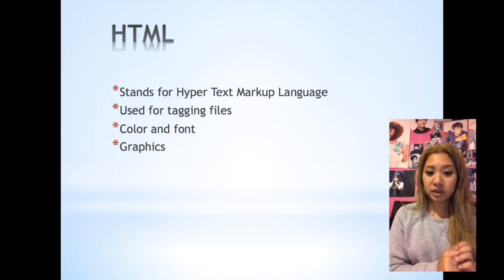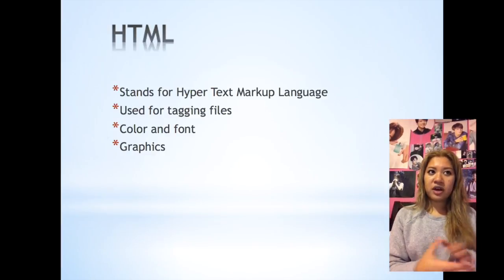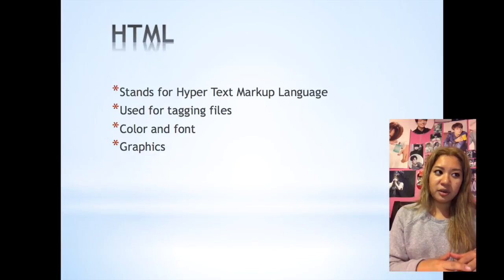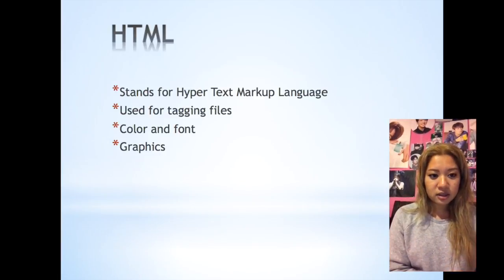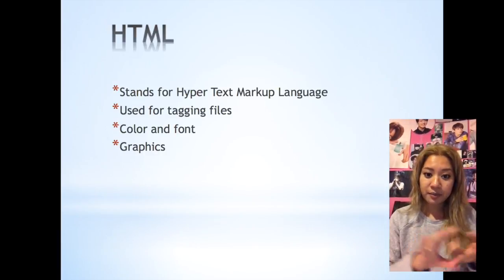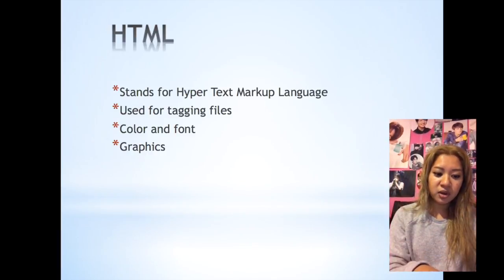HTML is Hypertext Markup Language, and this is used in tagging files, and these files are kind of like commands. So if you want a text or a certain font, you have to type in the tags, like open and close tags in the HTML. Also, you could tell what color you want those fonts to be, the background color, which images you want, just anything you physically see when you go on the website.